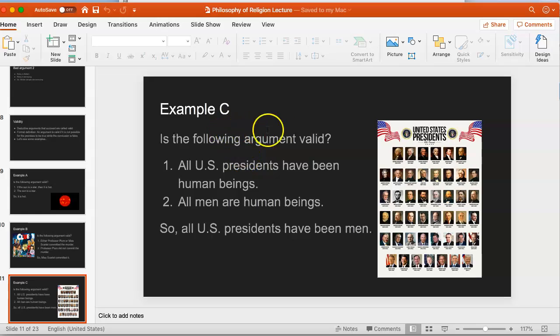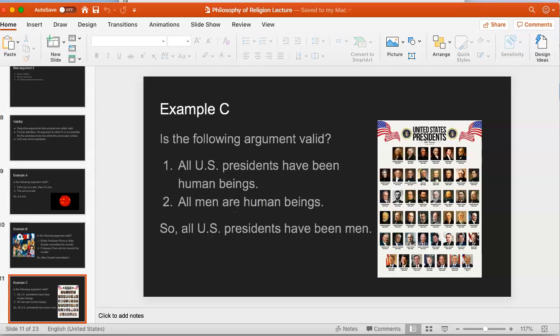Example C, is the following argument valid? All US presidents have been human beings. All men are human beings, so all US presidents have been men. Now this one is perhaps a little trickier, but you should have said that it's invalid.